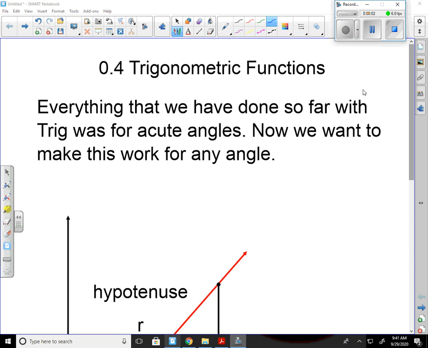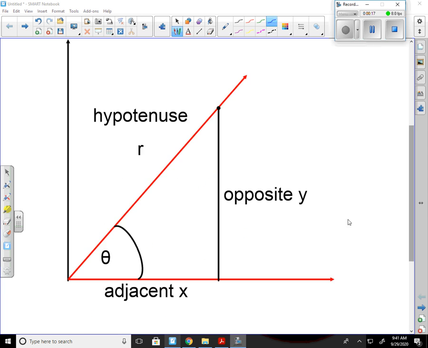Today we start a new section, 0.4 trigonometric functions. So everything that we've done so far with trig was for acute angles. Now we want to try to make this work for any angle. In order to do that, I'm going to look at an angle, theta, and I'm going to turn this into a triangle.